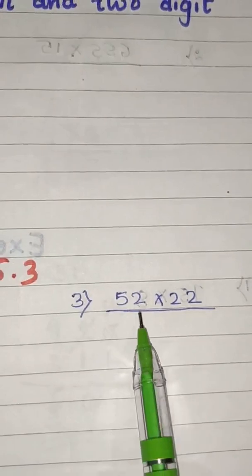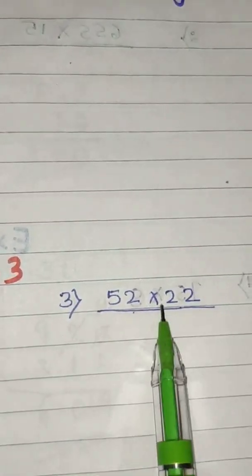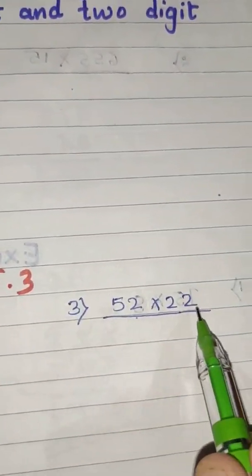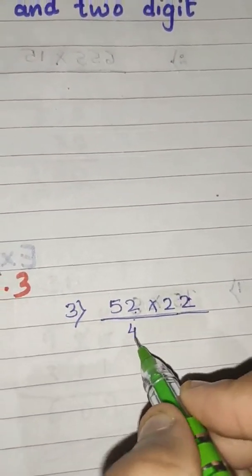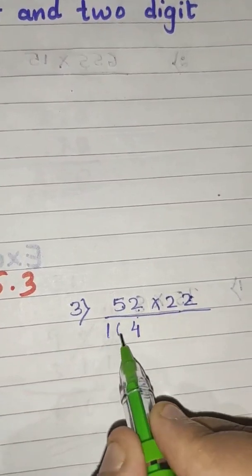Okay. Now let's take one more example. Here also we are having 2 digits, and here also we are having 2 digits. So this is called multiplicand and this is multiplier. Both are having 2 digits. Right? Now let's do it. So first we have to start from the unit. So 2 2s are 4. Then 2 5s are 10.